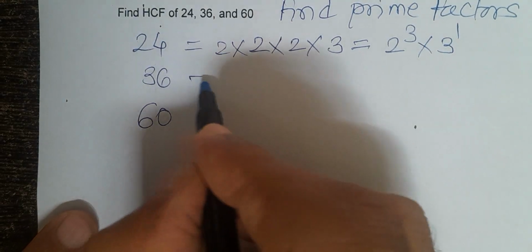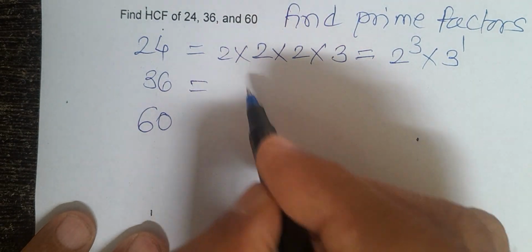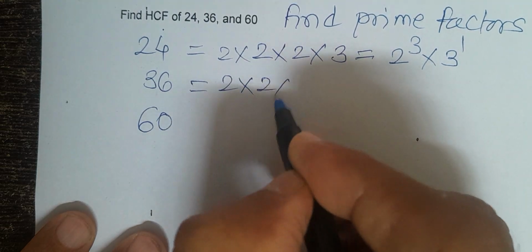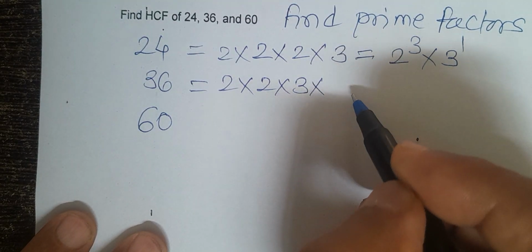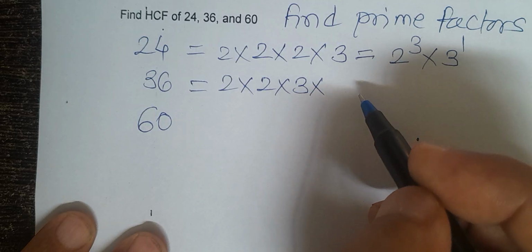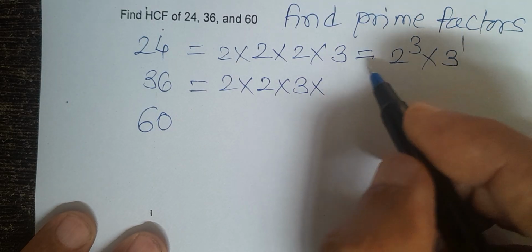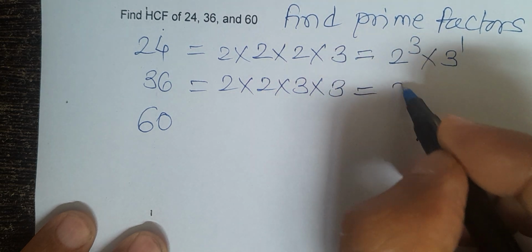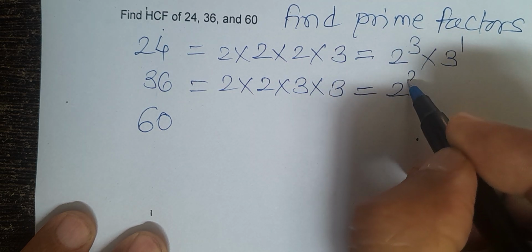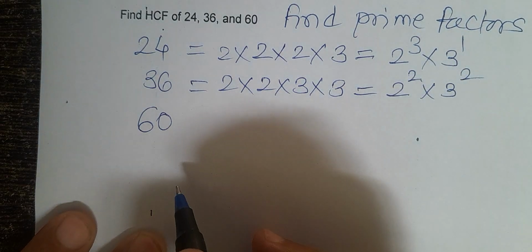Okay, then find the factors of 36. So 2 into 2 is 4, 4 into 3 is 12, and 12 3s are 36. So 2 raised to power 2 and 3 raised to power 2.